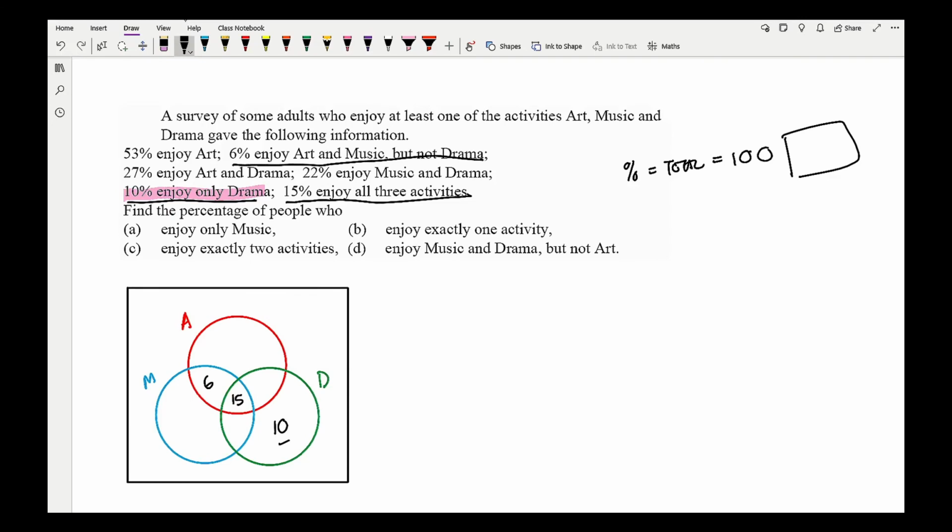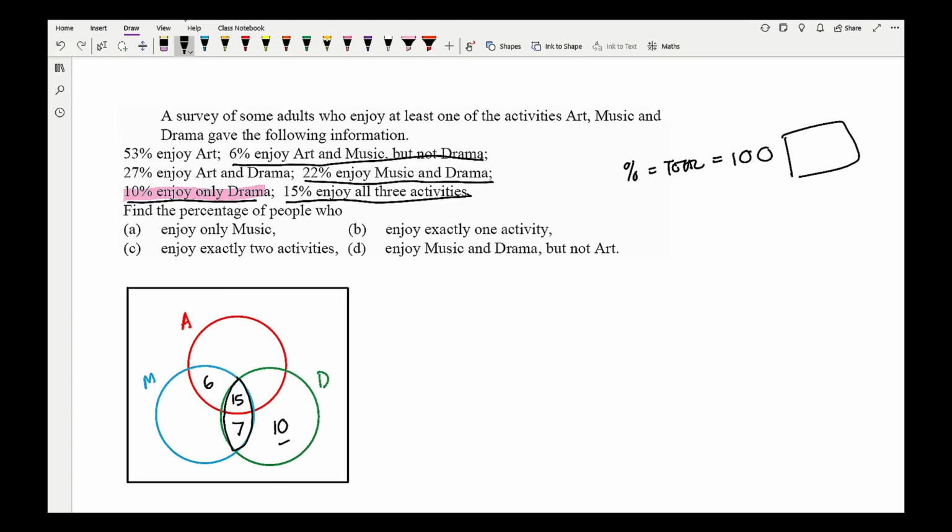Now the next section says that 22% enjoy both music and drama. So music and drama is this region here, which I'm just going to highlight in black. So that little middle section between the blue and the green circle needs to add up to 22. Therefore, if I've got 15 there, then this must add up to 7. So that's that bit done.